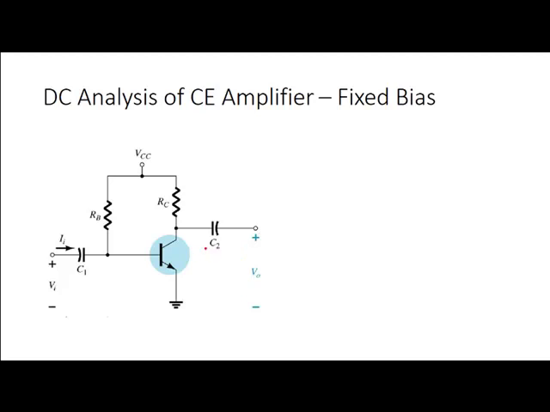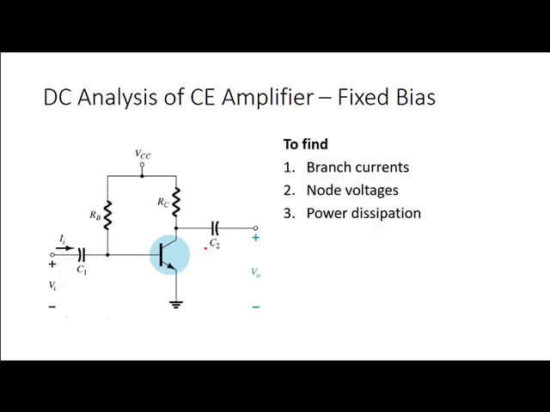The main aim of performing DC analysis on this amplifier is to find different branch currents, different node voltages, and the power dissipation of the active device, which is the BJT in this case. In order to perform DC analysis, let us follow the following steps.